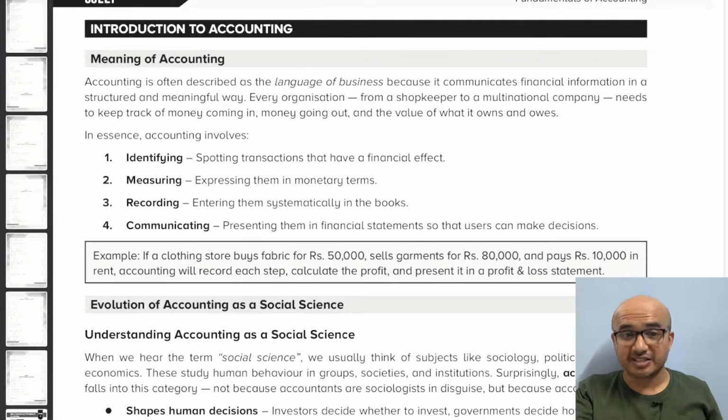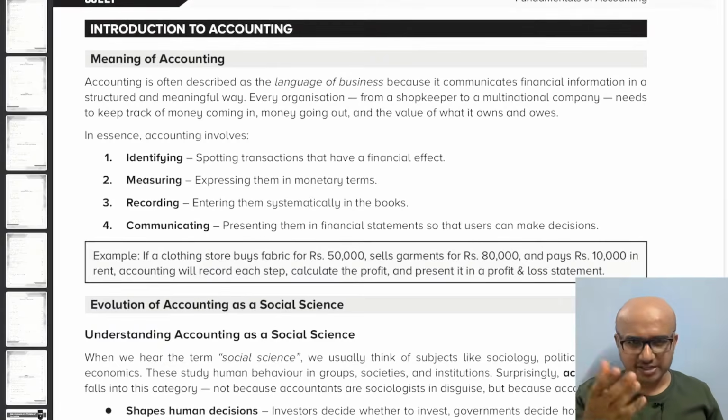Okay, they have given some example as well. If a clothing store buys fabric for rupees 50,000, sells garments for rupees 80,000 and pays 10,000 in rent, accounting will record each step, calculate the profit and present it in a profit and loss statement.